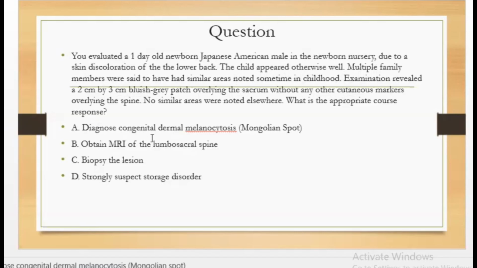So what is it? This is just your Mongolian spot. It's like a birthmark, but it will clear away. They describe it as 2 cm by 3 cm, a bluish-gray patch. The question said that most of the family members had that. So this is not abuse, because in this kind of exam question, you have to differentiate it from an abuse question. This is just a Mongolian spot.